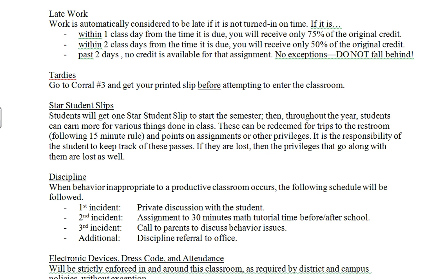Really pretty simple. Discipline: I'm sure we're not going to have any disciplinary problems, but you can follow the little list there. As you can see, I will try to work it out with you. I'll try to treat you like an adult, give you the opportunity to straighten up your behavior, but if you cannot get it corrected, I will start getting parents involved. I will start getting the office involved, but the bottom line is we are here to learn math, not do any of the other stuff.